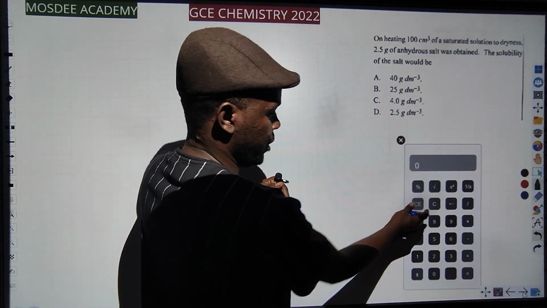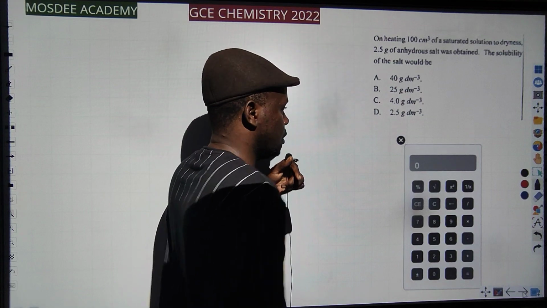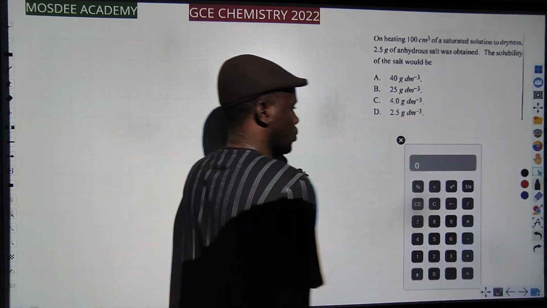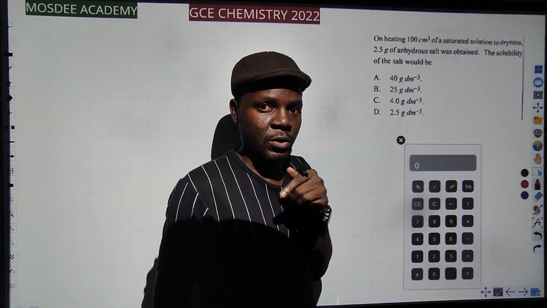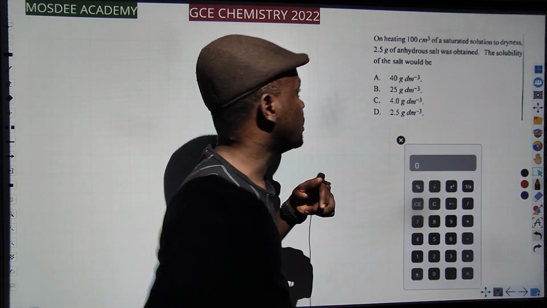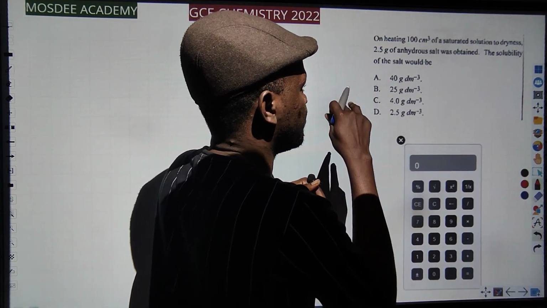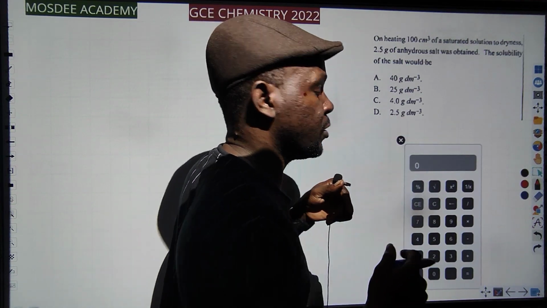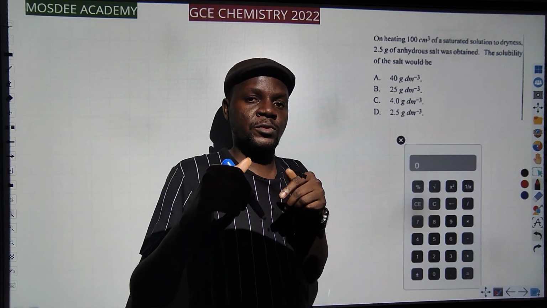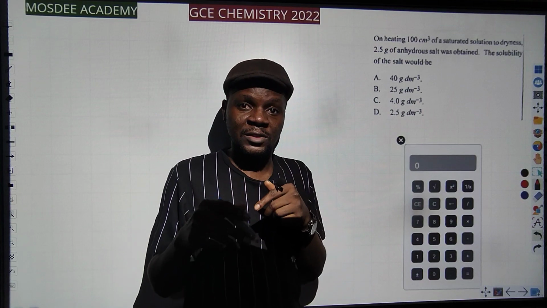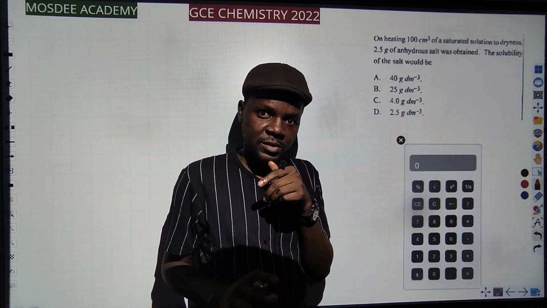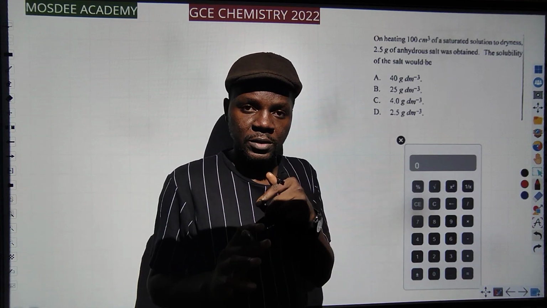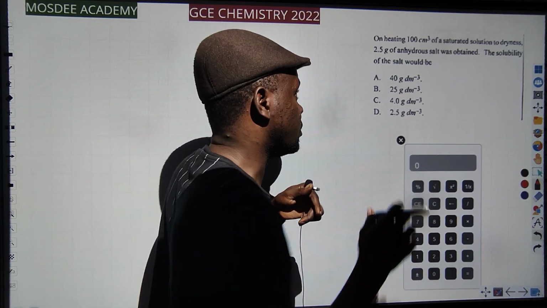Now, about this, we have a calculator. That means we have calculation. Whenever we have calculation like that, we quickly give you a quick idea and concept about the whole thing. For instance, here we have on heating 100 grams of a saturated solution. A saturated solution is a solution that contains as much solute as it can dissolve at a particular temperature, under the topic of solubility and solutions.